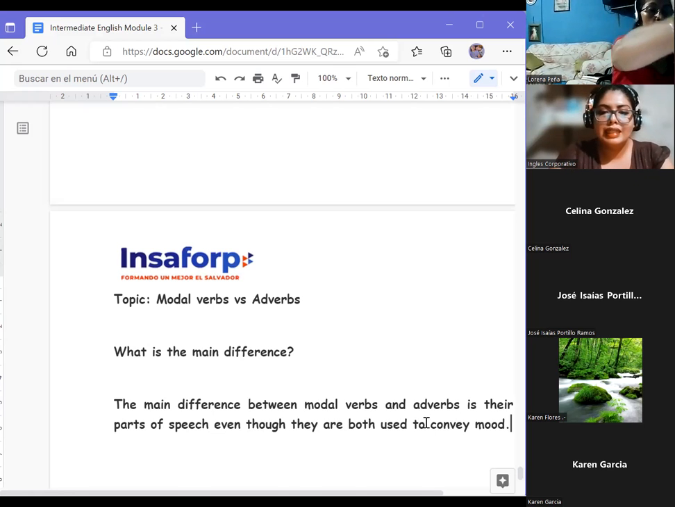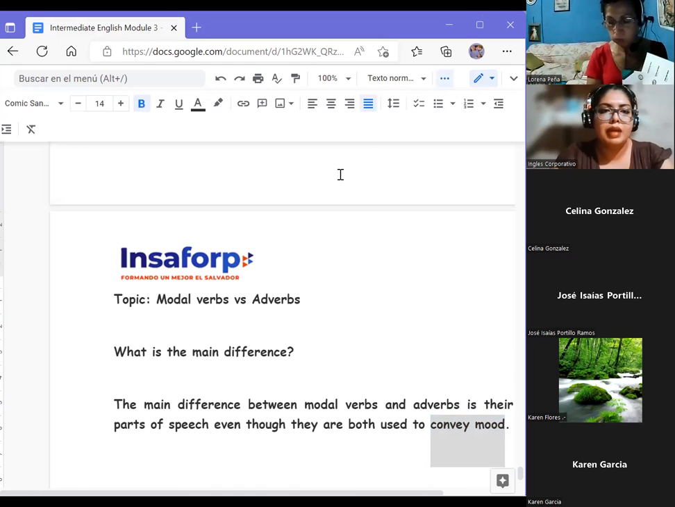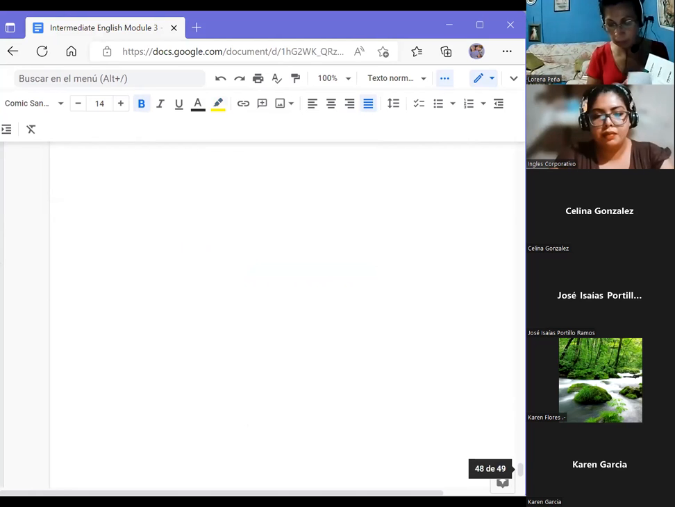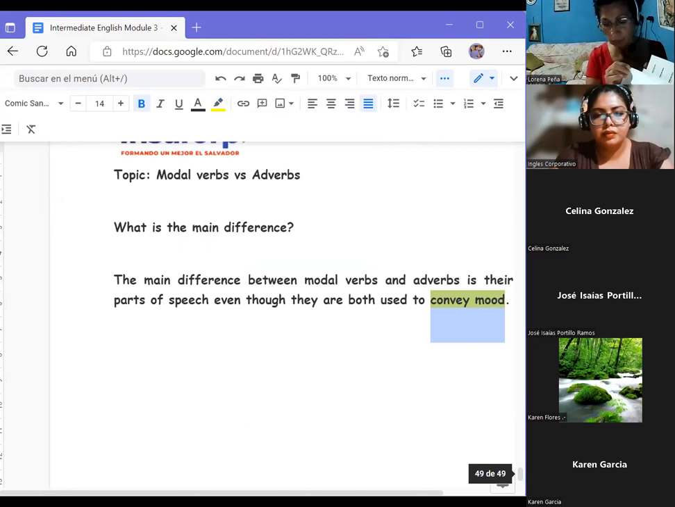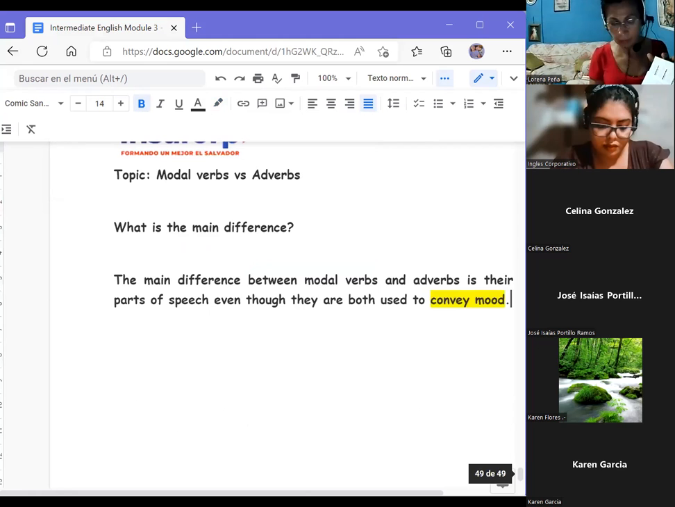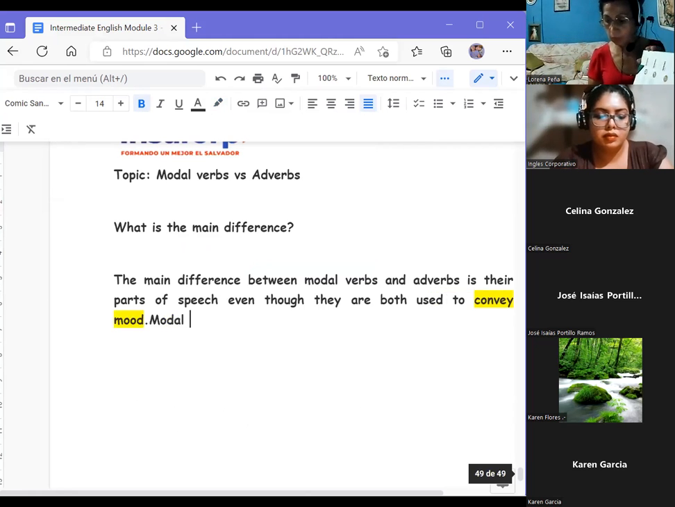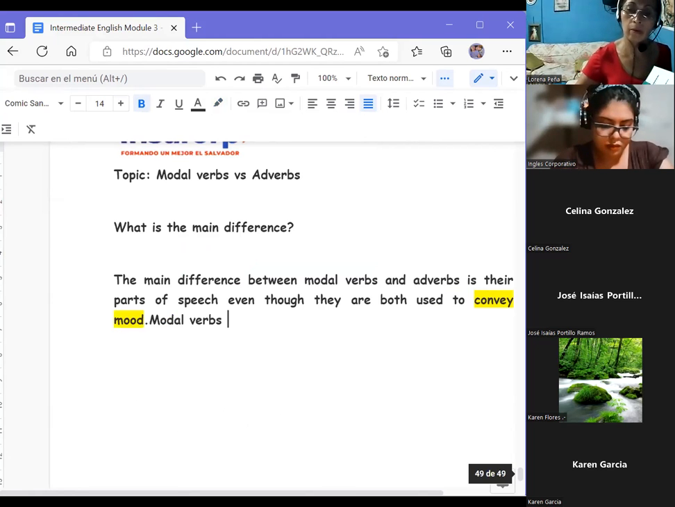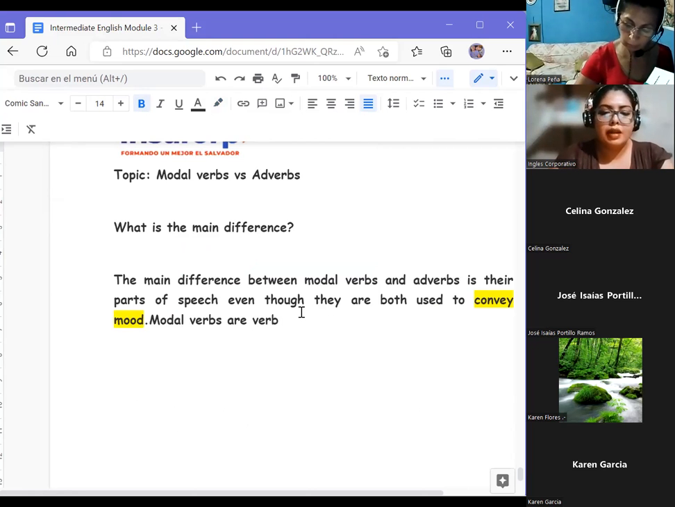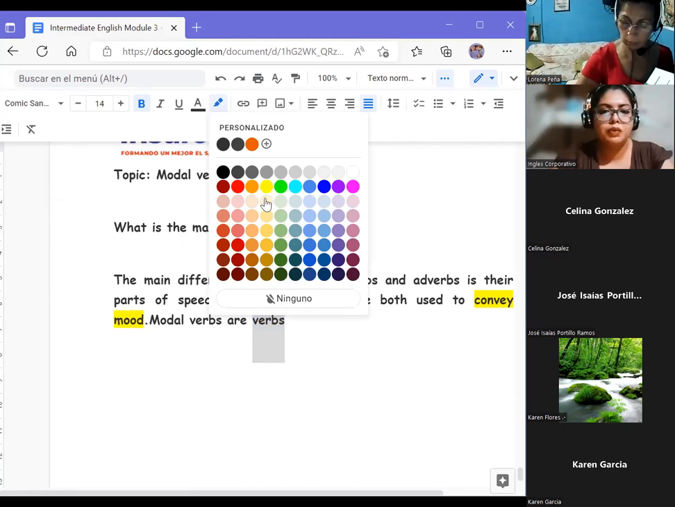So in that case, this is the main thing about the modal verb and the adverb, because they are conveying mood, but they are doing it in a different way. And here we have the difference. Modal verbs are verbs. They are part of the group.